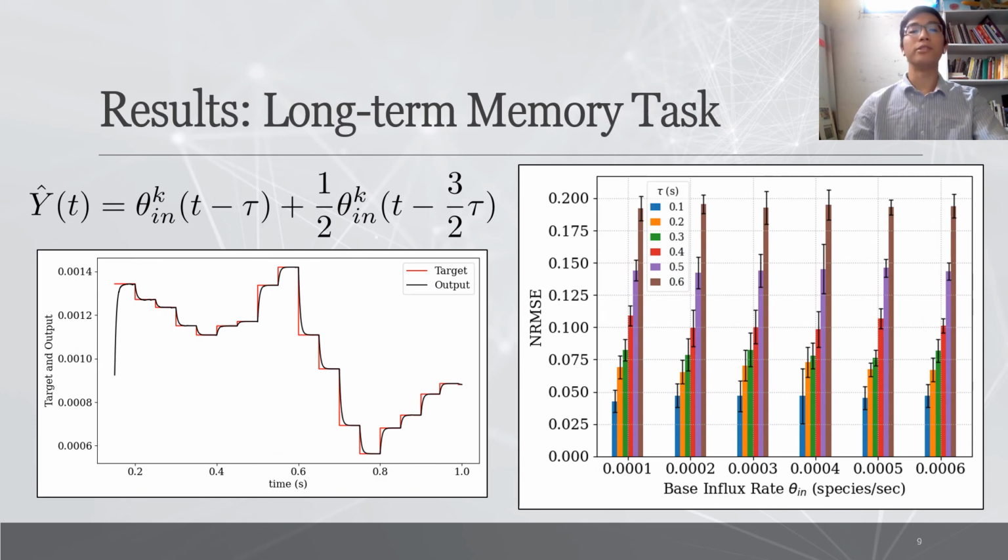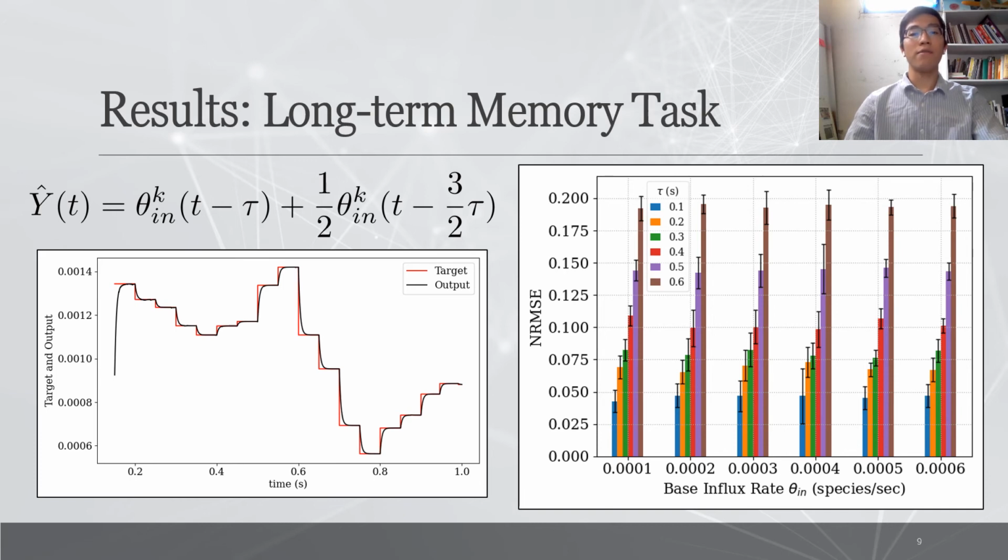Next, we bring it up to another level and we test it with a long-term memory task. In this task, the reservoir computer is tested to remember past inputs that depend upon the input hold time tau. These past inputs are at tau seconds ago and 3/2 tau seconds ago. You can see the target is defined as the equation here.